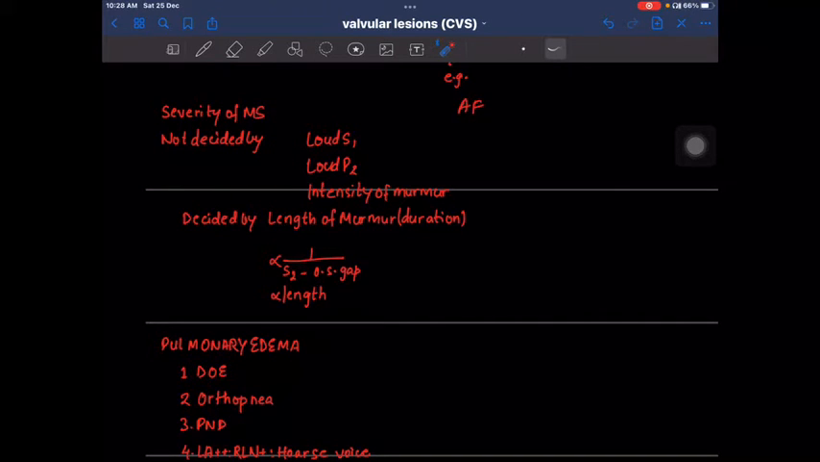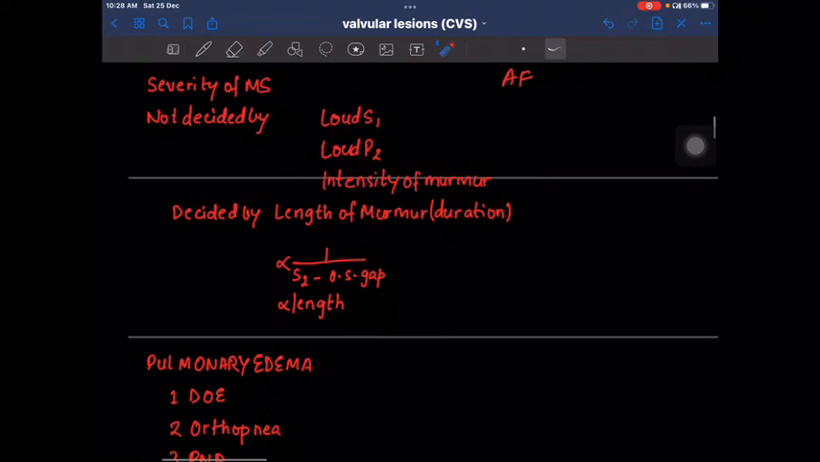Now the severity of MS. Like I said, first of all it depends on the cross-sectional area of the orifice. But what it does not depend on is the loudness of S1. It does not depend on the loudness of P2. It does not depend on the intensity of the murmur. It is decided by the length of the murmur.